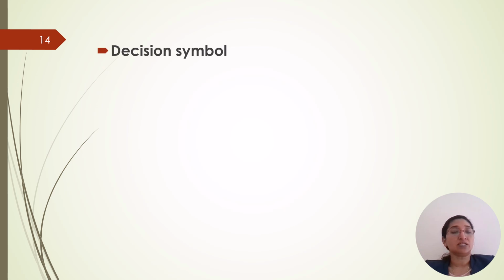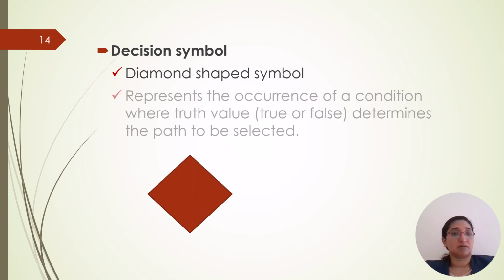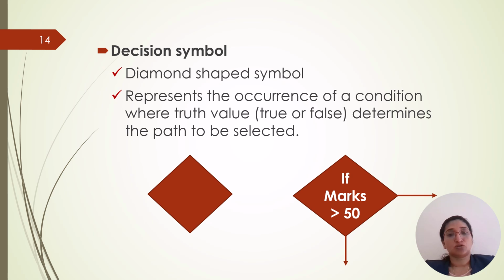So next you have the decision symbol. Within your program, if you need to make a decision, diamond shape symbol represents the occurrence of a condition where truth value, true or false, determines the path to be selected. So to write your condition, you use this decision symbol. If you need to make a choice based on a condition, to write your condition, you use this decision symbol or this diamond shape symbol.